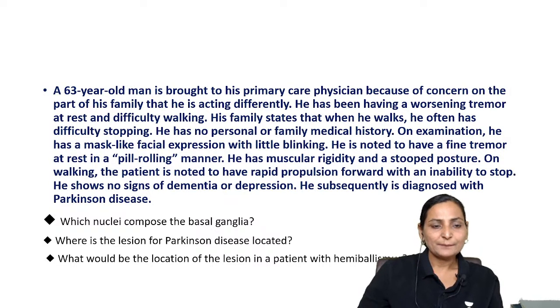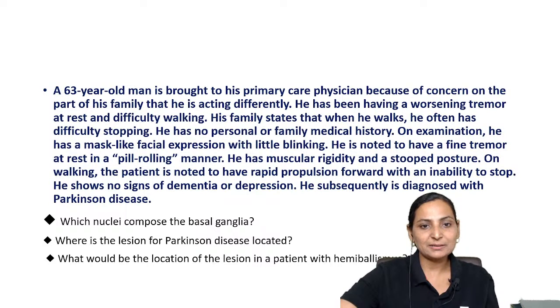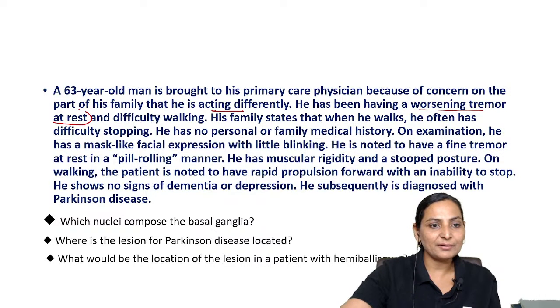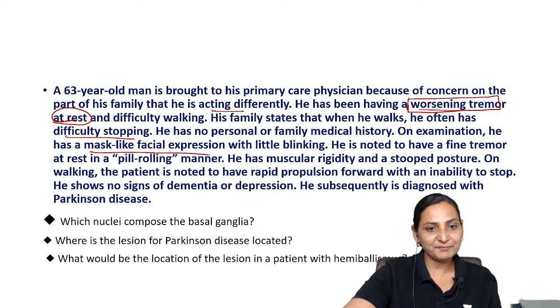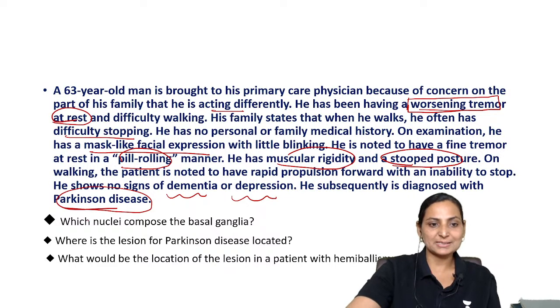Let us look into another case. This is a 63-year-old man who is brought to a physician because family members are concerned that he's acting differently. He has a worsening tremor at rest. So see what I told you. Tremors even at rest are indicative of what? He has difficulty in walking, difficulty in stopping, a mask-like face, pill rolling movements, rigidity, and a stooped posture. There is no sign of depression or dementia, so this is a patient of Parkinson's. Parkinson's will have a mask-like face, rigidity, and tremors at rest, to differentiate it from the cerebellar lesions. The person has short steps as if he will fall towards the center of gravity.